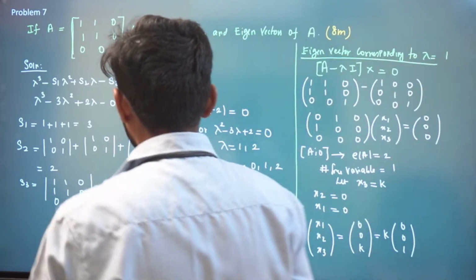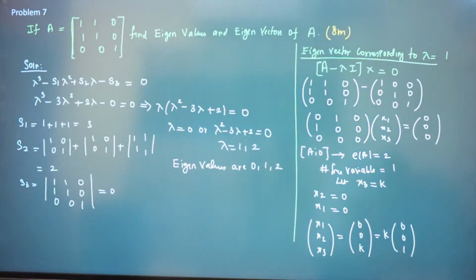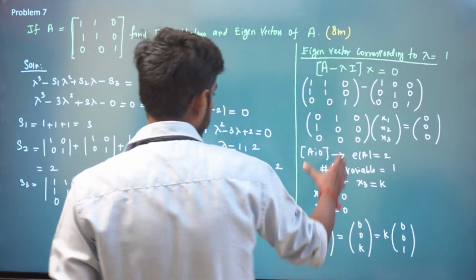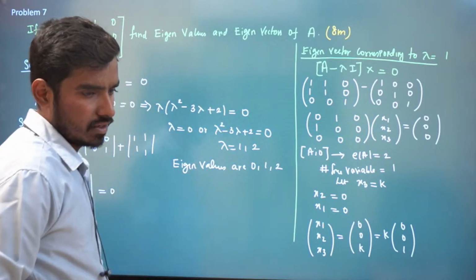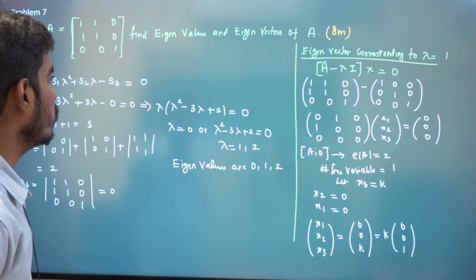Is it clear? So our A matrix is, I'll just check the question once again. Our A matrix is 1 1 0, 1 1 0, 0 0 1. So we just check this. Is it correct? Eigenvector corresponding to lambda equal to 1. So I'm putting lambda equal to 1.